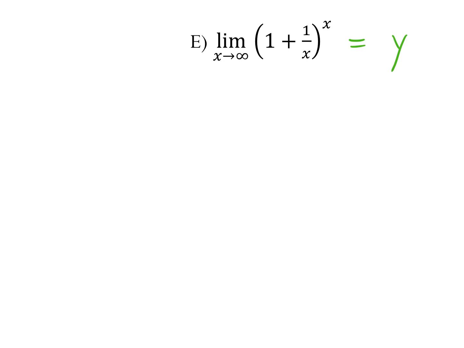Okay. And then the next thing I'm going to do is take the natural log of both sides. When I do that, I will have, on the left, the limit as x goes to infinity of x times the natural log of 1 plus 1 over x equals the natural log of y. I'll let you guys process that for a second.